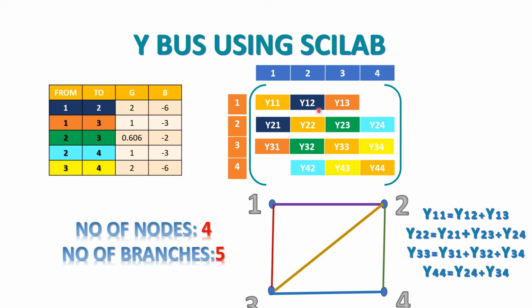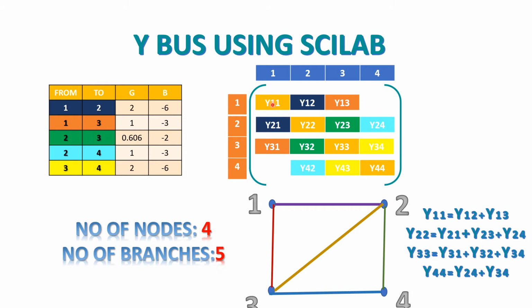So once you know Y12, you can get Y21. If you know Y13, you can get Y31. Similarly, all the elements can be calculated. You can see here Y14 is 0 because between node 1 and node 4 there is no line connected. So here the element will be 0.